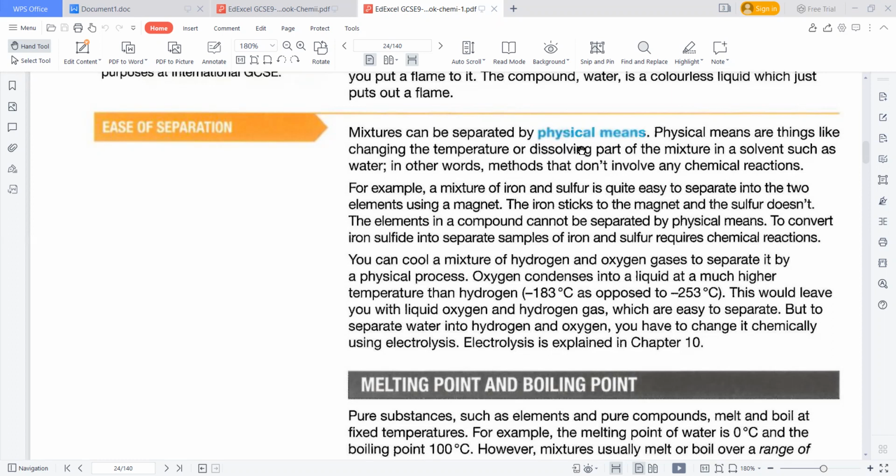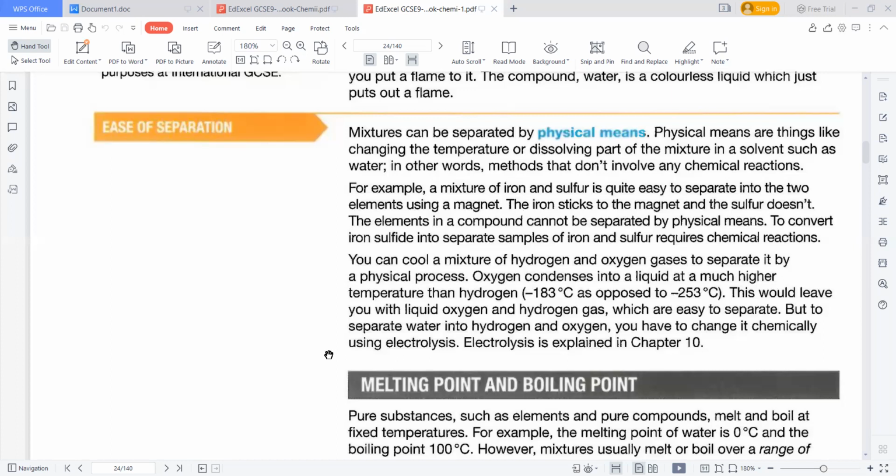If we separate mixtures by physical means, by using physical procedures or methodologies, this is a way of separating them. Physical means are things like changing the temperature. If I boil the liquid, I'm going to make something evaporate and leave something pure behind, or dissolve one part in a solvent such as water. If you have two solutes, at least one of them should be soluble in the solvent, so that one mixes with the solvent and the leftover solute is separated.